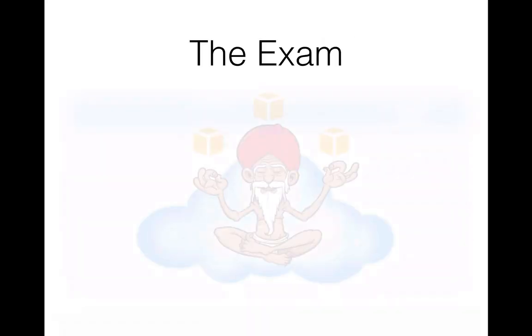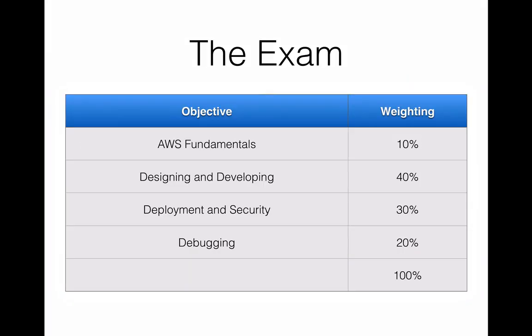Okay, so let's have a look at what the exam actually consists of. There are 4 objectives within the exam. There's AWS Fundamentals, and this is worth 10% of the exam. There's Designing and Developing, that's worth 40% of the exam. There's Deployment and Security, which is worth 30% of the exam. And there's Debugging, which is worth 20% of the exam. Now I'm just going to switch over to my browser.